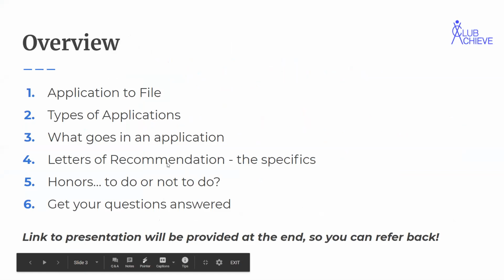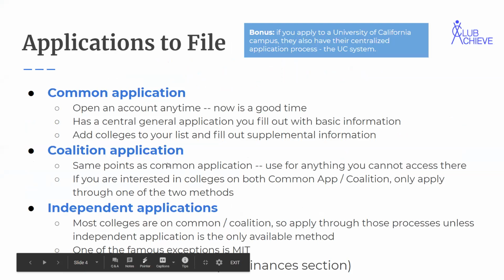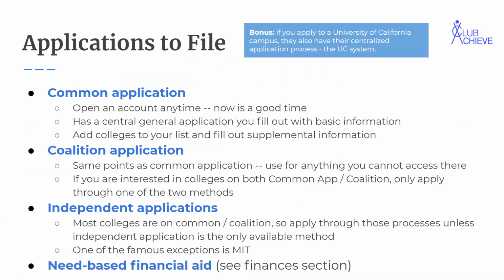The first thing to know when you're thinking about applying is that there are a few different types of applications that you can fill out to different colleges. The three main ones you need to know are the Common Application, the Coalition Application, and the UC system, which has its own application.